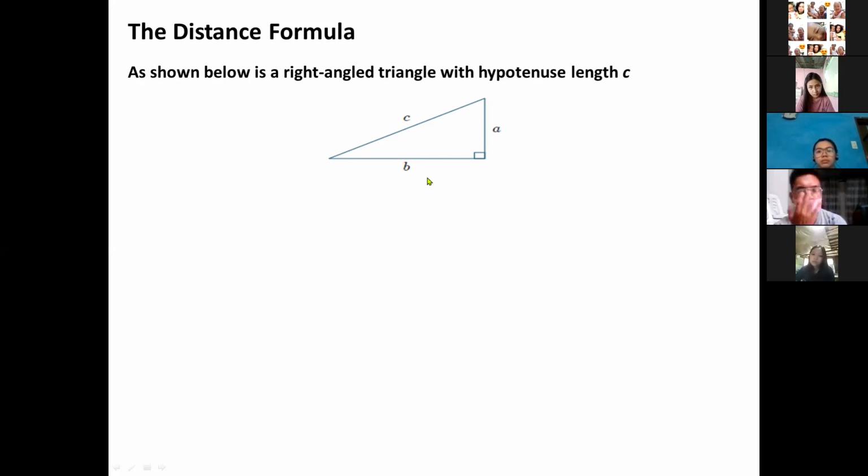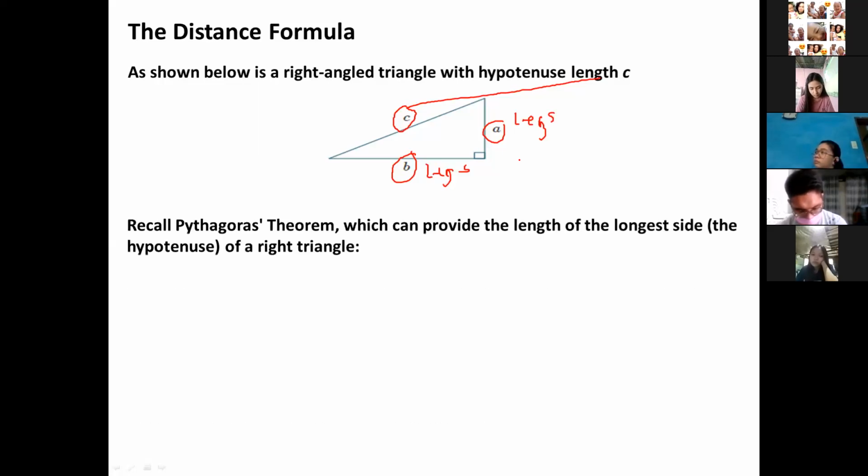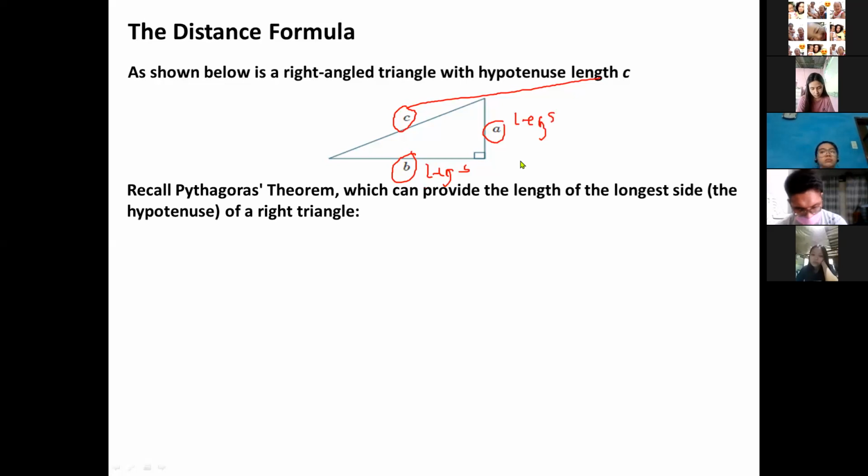Yung C. Ito yung ating hypotenuse. Okay? Yung dalawa, yung A and B, we call them as the legs of the right triangle. Take note, Pythagorean theorem is only applicable for all right triangle. Hindi pwede sa oblique triangle ang Pythagorean theorem. Now, we have to recall the Pythagoras theorem or the Pythagorean theorem, which can provide the length of the longest side, the hypotenuse of a right triangle.